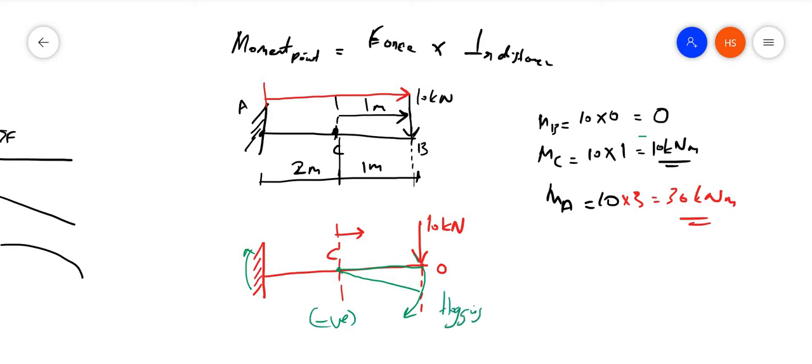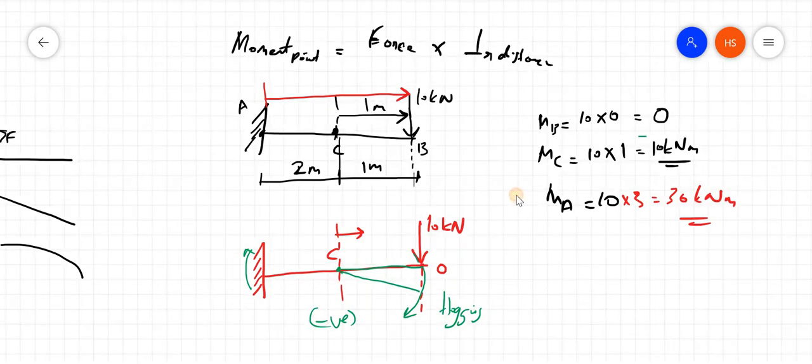A hogging moment can happen in a cantilever beam, or in an overhang beam, or in a fixed beam there will be hogging moment. So that we will be discussing later.